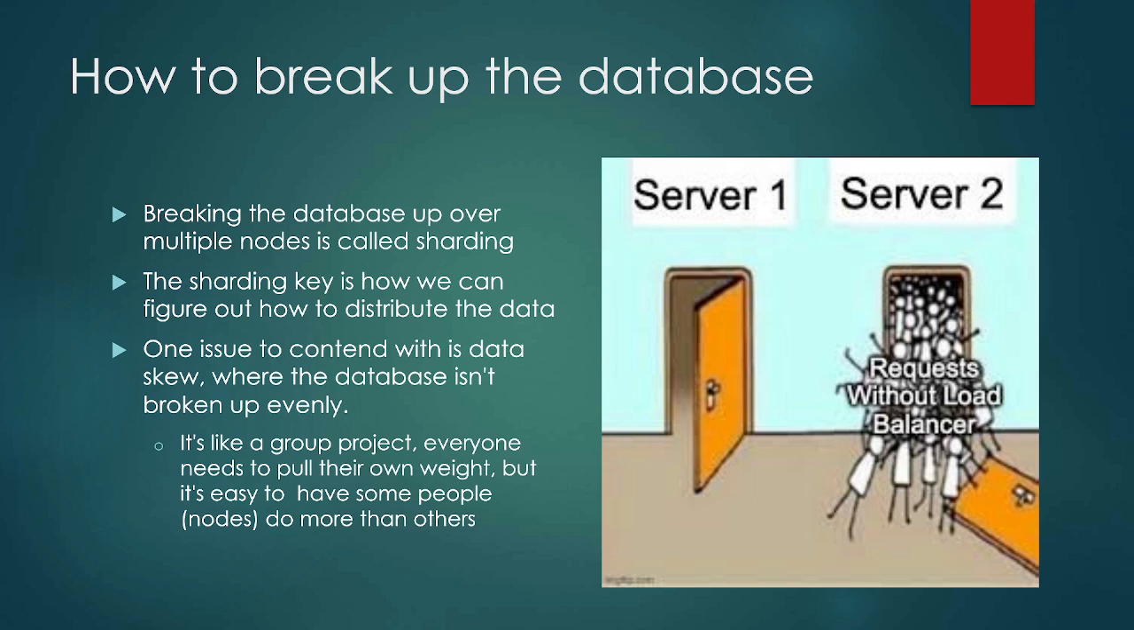So when we talk about breaking up the database, breaking up the database over multiple nodes is called sharding. We'll use something called a sharding key to figure out how we would go about distributing the data.